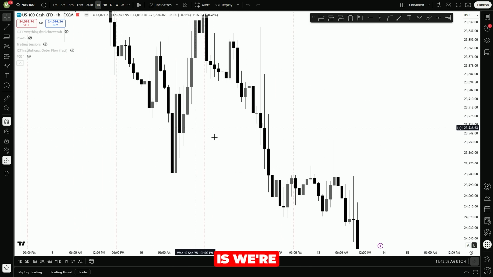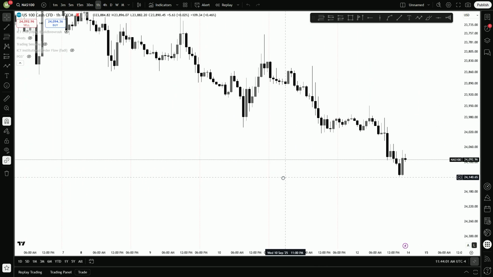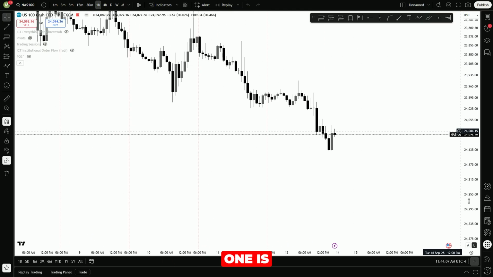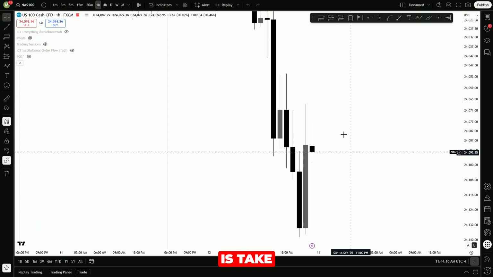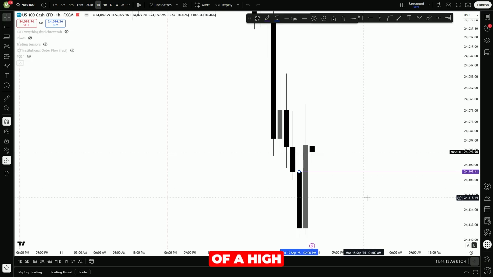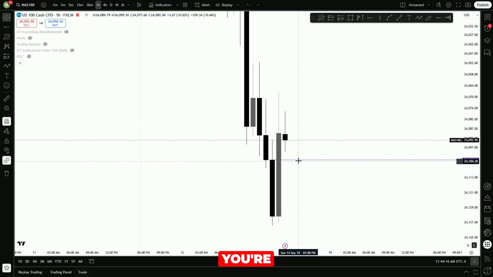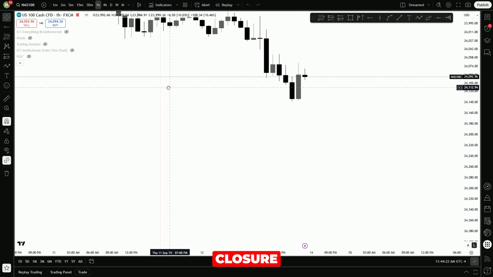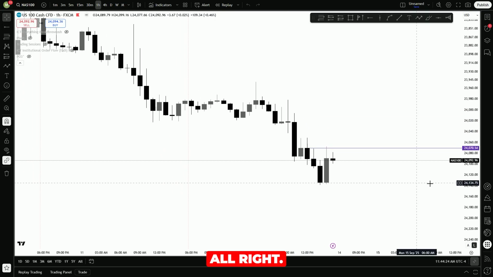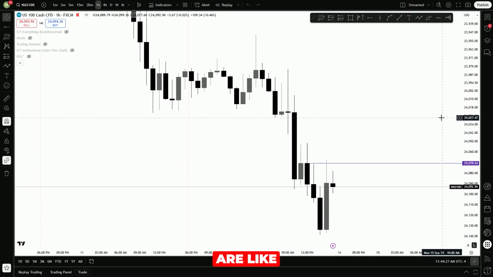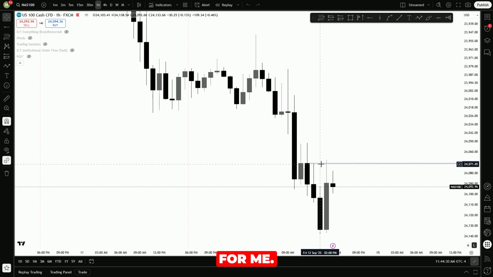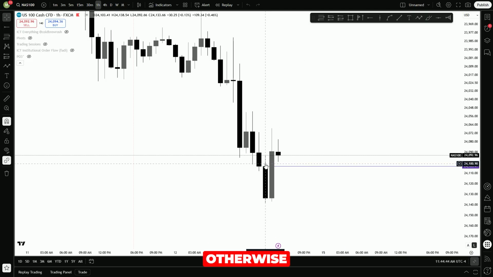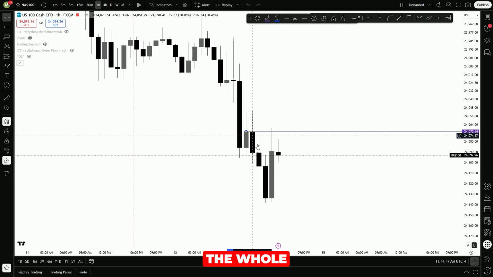So what we're going to do is find the 1 hour, like over here. There are two types of CISDs. Let me clear that. One is that you take the CISD of a high time frame candle. Like say this is the 1 hour candle, you take the CISD of this. On the other hand, you wait for the closure above this area. Both work for me, but in different situations. When there is low volume in the market, you can use the candle CISD, or otherwise if there is higher volume, you can use the whole series of down close candles.